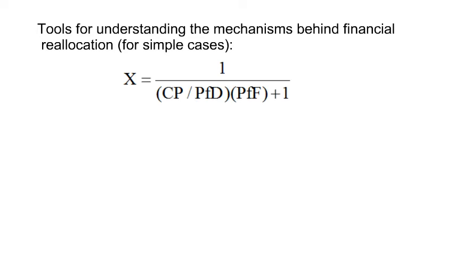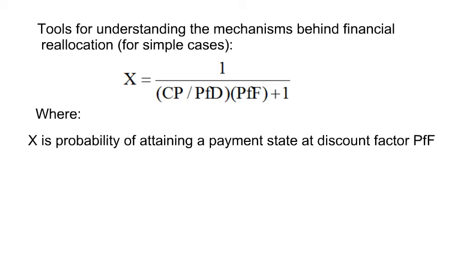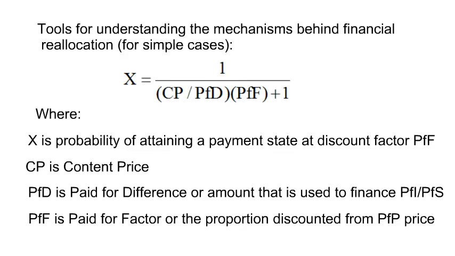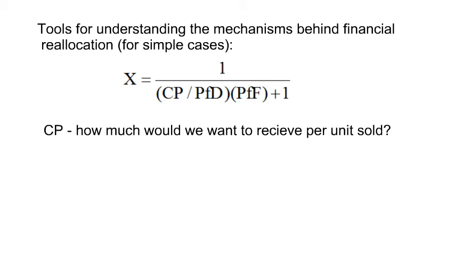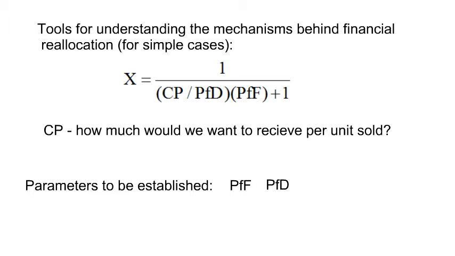Let us define an equation that would allow any business to calculate paid-for difference and corresponding probability for a 1 PFI PfP embodiment. The subject X is the probability of attaining discount factor PFF given established content price and paid-for difference. PFF determines the proportion of the PfP price to be discounted. If the business knows the amount that it wants to receive, the CP amount, business can set desired payment state by adjusting PFF, PFD, and probability.